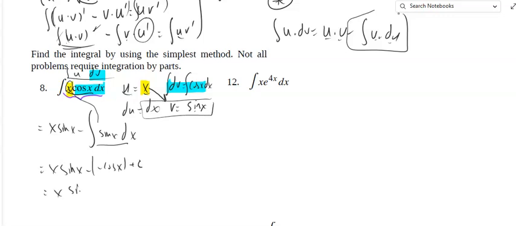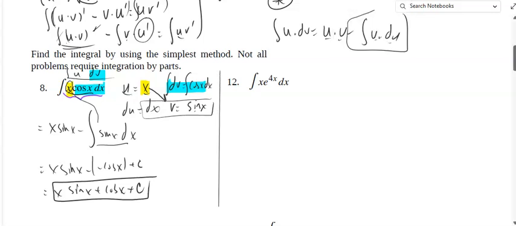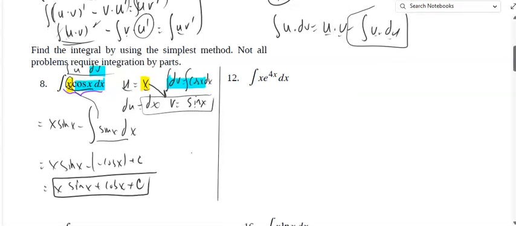So this is what we're claiming. We're claiming if you take a derivative of x times sine of x plus the cosine of x, that's what you take a derivative of to get x cosine of x.